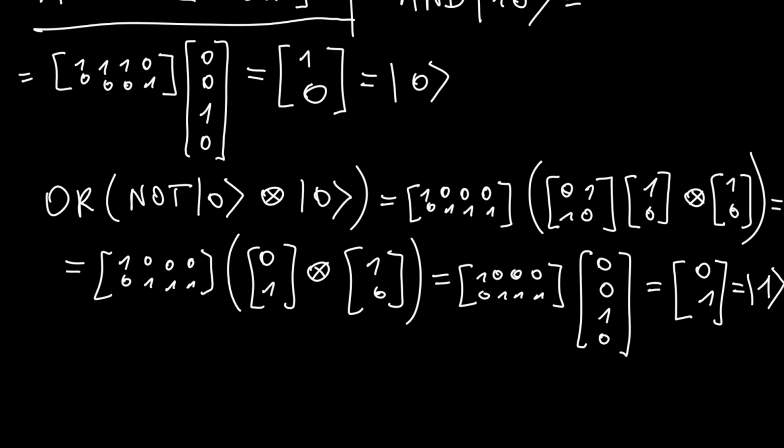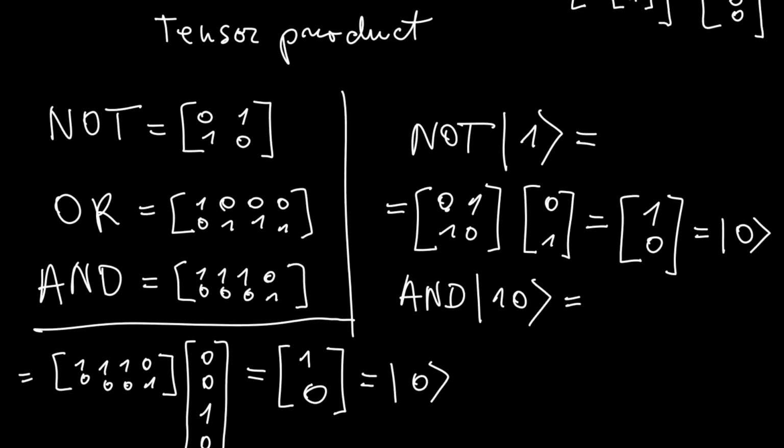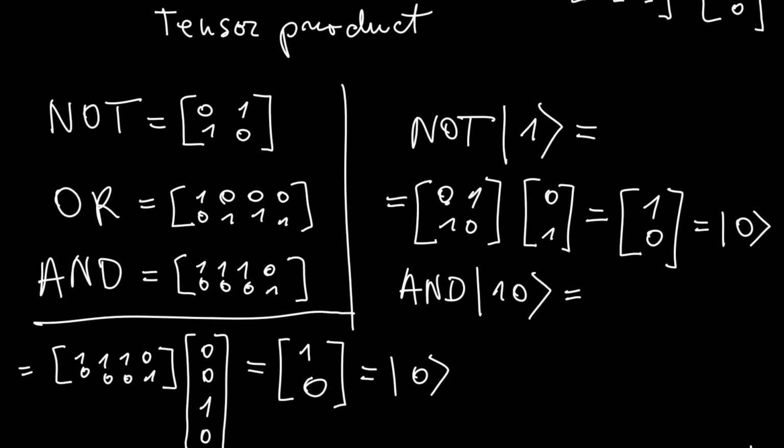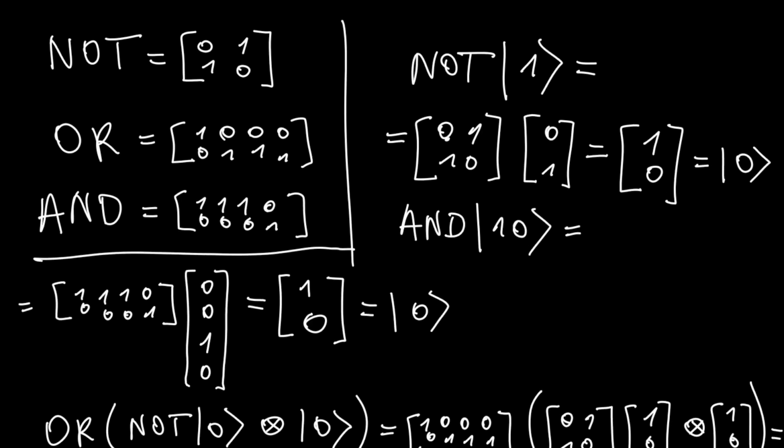So this is how computation is done with classical computers. Yes, simple as that. We have a system, we have a state, and we change the state by using matrix multiplication.